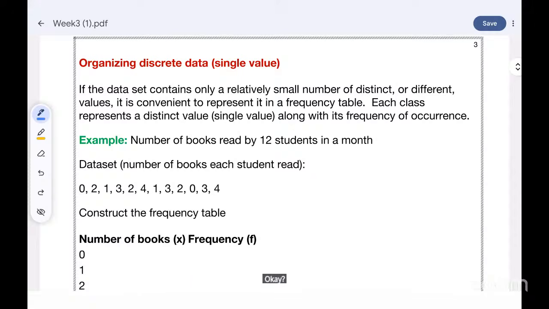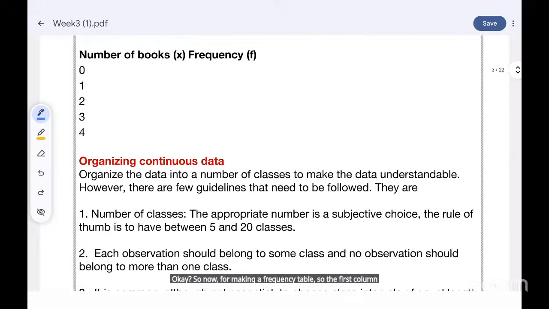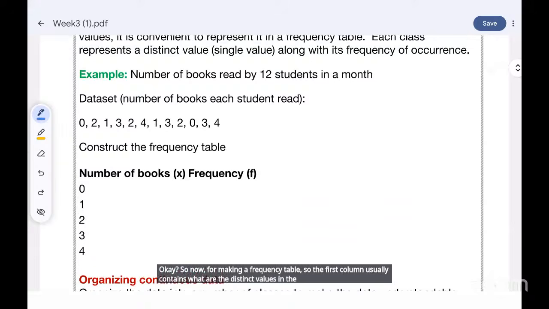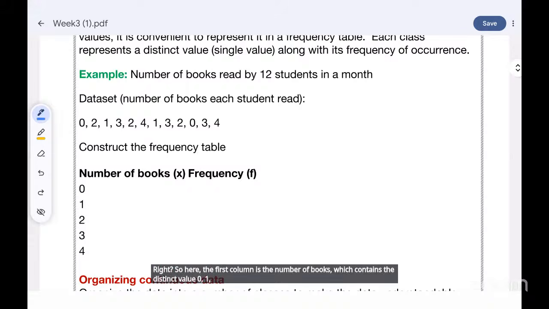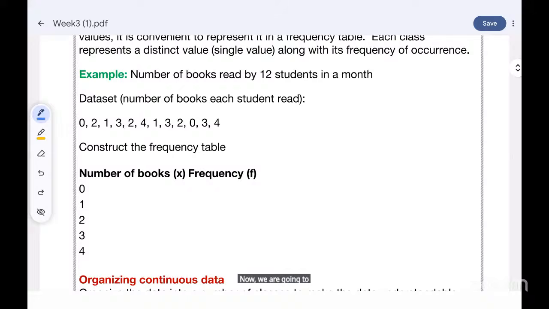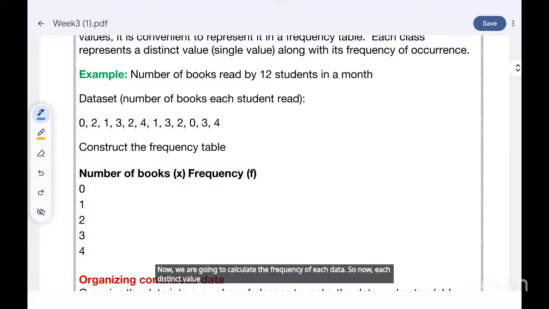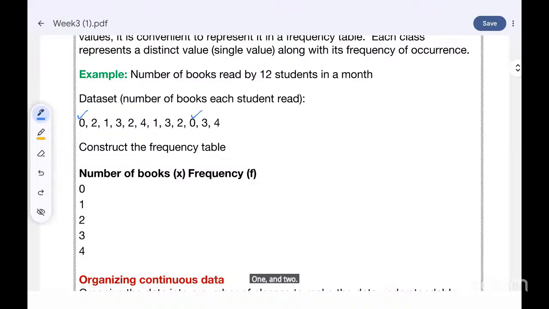Okay, so for making a frequency table, the first column usually contains the distinct values in the given data. Here the first column is the number of books, which contains the distinct values 0, 1, 2, 3, 4. Now we are going to calculate the frequency of each distinct value. For 0, how many are there? 2. Okay. Now for 1, how many are there? 2.